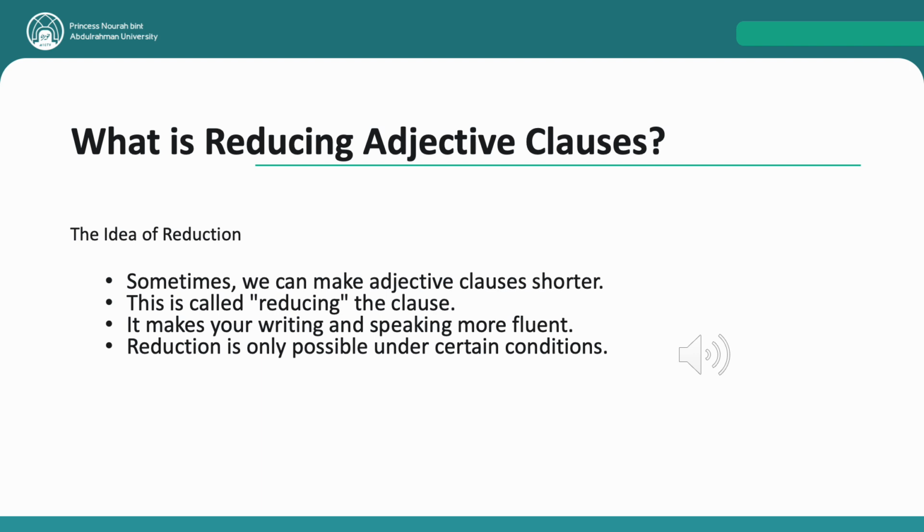Sometimes we can make adjective clauses shorter. Think of it like this. We're taking something a little bit long and making it more compact, more efficient. This is called reducing the adjective clause. Reducing a clause is like shrinking it down to a more useful size.